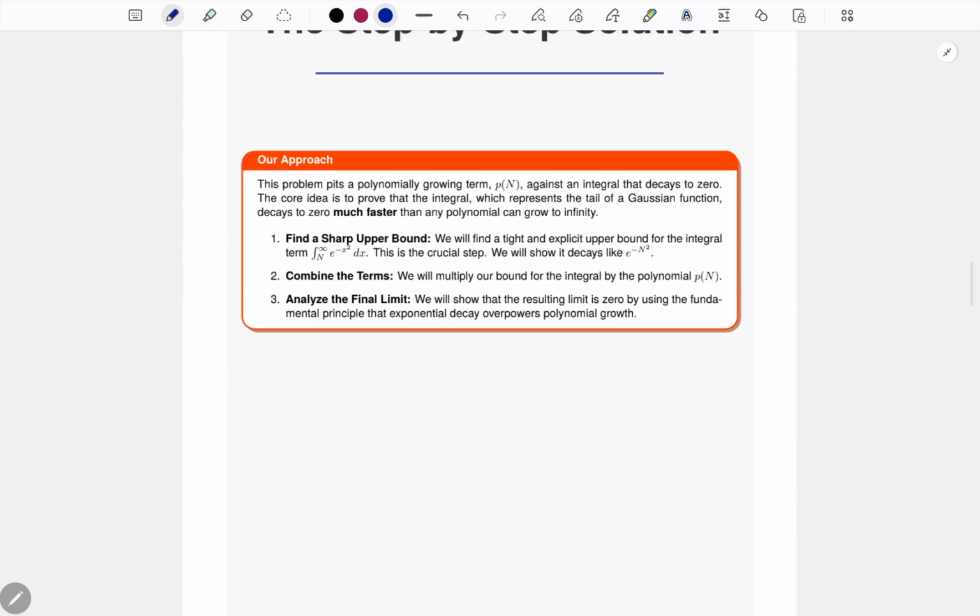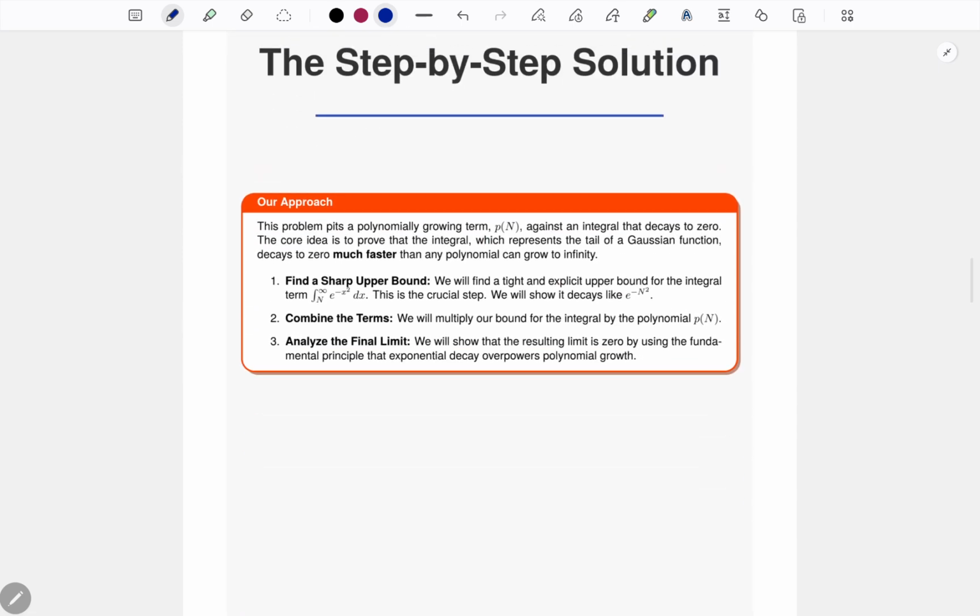Let us quickly see the proof of it. What will be our approach? The problem pits a polynomially growing term P(n) against an integral that decays to 0. The core idea is to prove that the integral, which represents the tail of a Gaussian function, decays to 0 much faster than the polynomial which can grow to infinity.